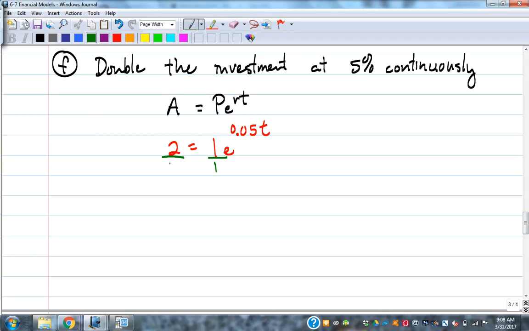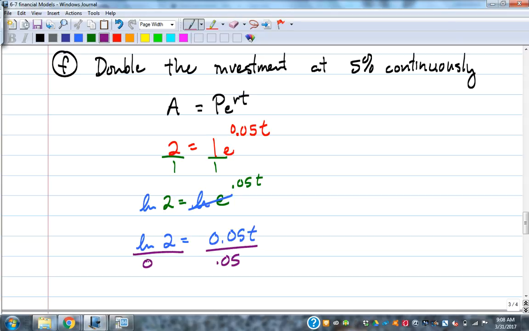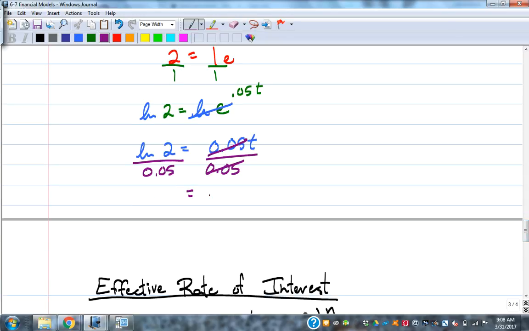So we did divide by 1 here, and that gets us 2 equals e to the 0.05t. And then what do we do to get the exponent down? Natural log on this one is going to do a little something different. Yeah, that cancels out the e, so it's a little easier problem. We get 0.05t is equal to the natural log of 2. So we would just divide by 0.05 and get our time.